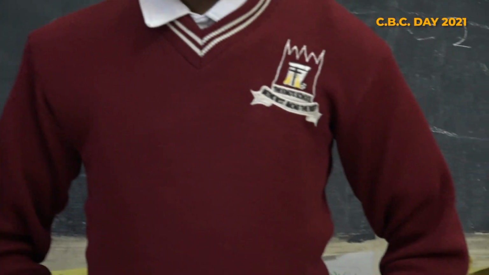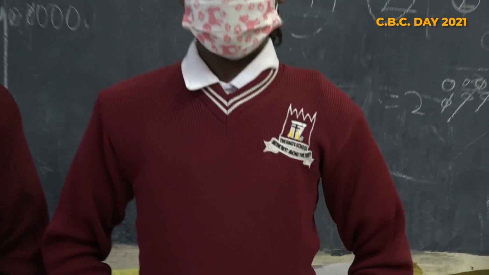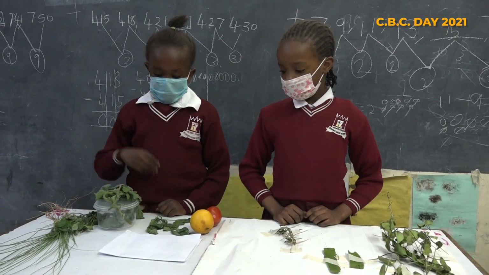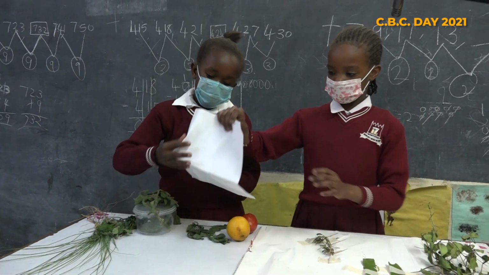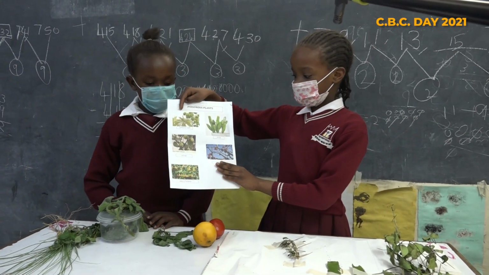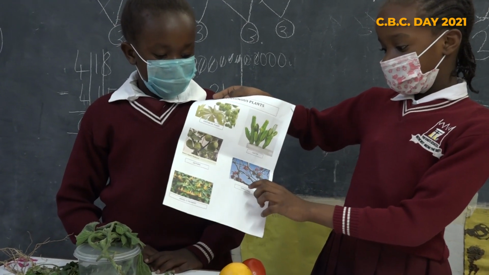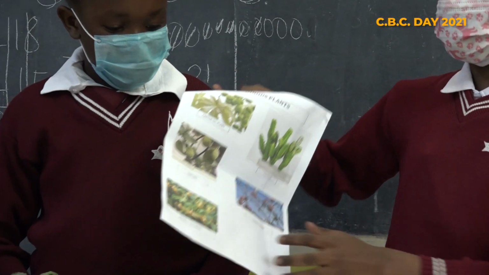Poisonous and non-poisonous plants. These are poisonous plants. These are plants that have poison. Examples are castor oil plant, cactus, datura, coral tree, and angel's trumpet.